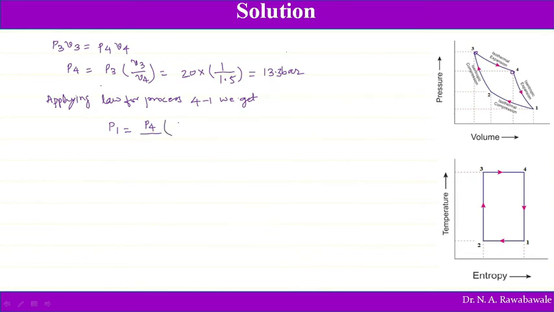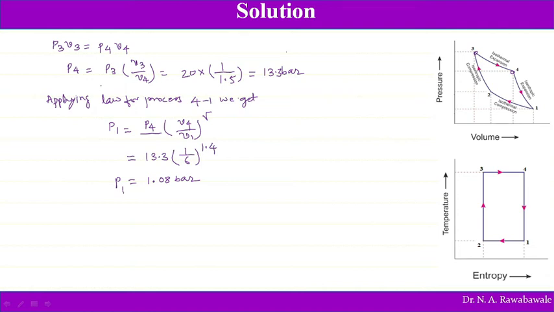into V4 divided by V1 to the power of gamma. So what we know is P4 is known as 13.3 bar into V4 divided by V1, which is 1 by 6, to the power of 1.4. So this on further simplification gives us 1.08 bar. We know P1 also. We know P1, we know P4, we know P3.